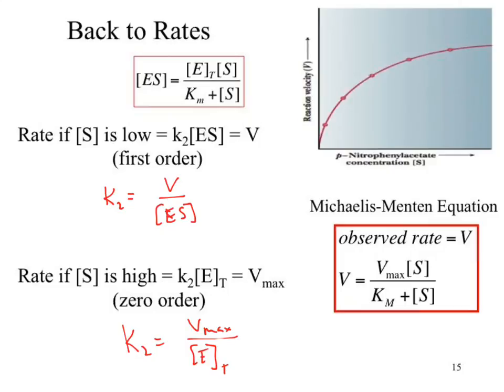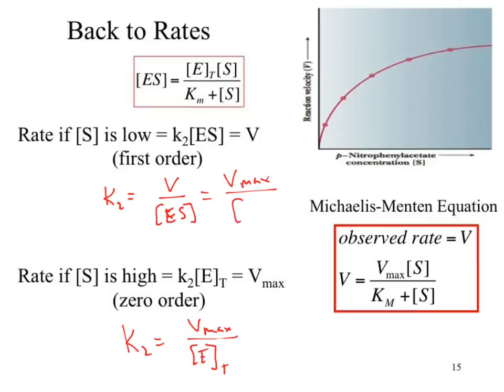What was K2? A rate constant. So if our concentration of S is low versus our concentration of S high, does the rate constant change? No, because it's a constant. So what do we end up doing? We can set these equal to each other.